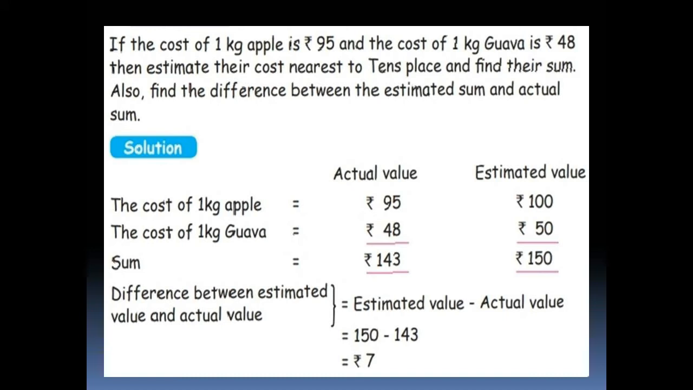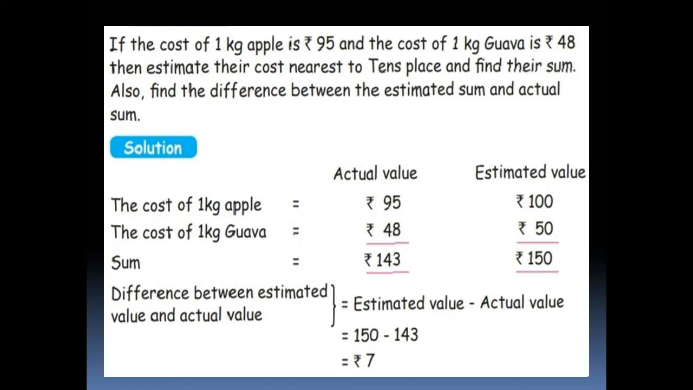Let us see the word problem. If the cost of 1 kg apple is rupees 95 and the cost of 1 kg guava is rupees 48, then estimate the nearest tens place. We have to find the nearest tens place for the sum. First, we have to know what is estimated and actual value. Let us see.